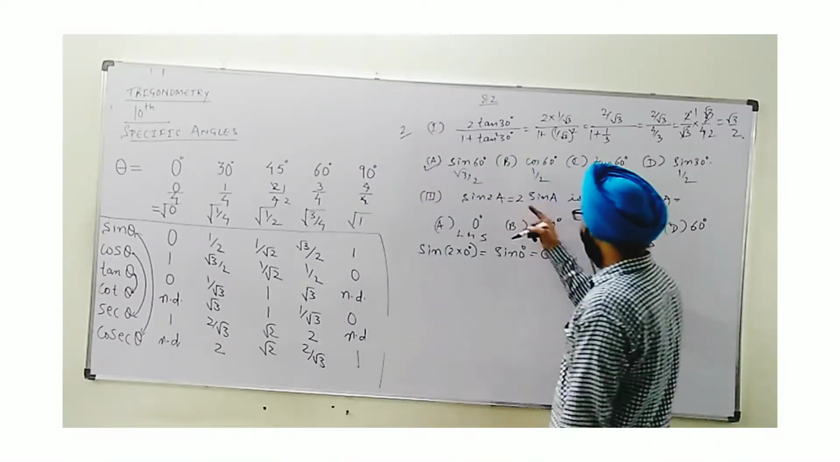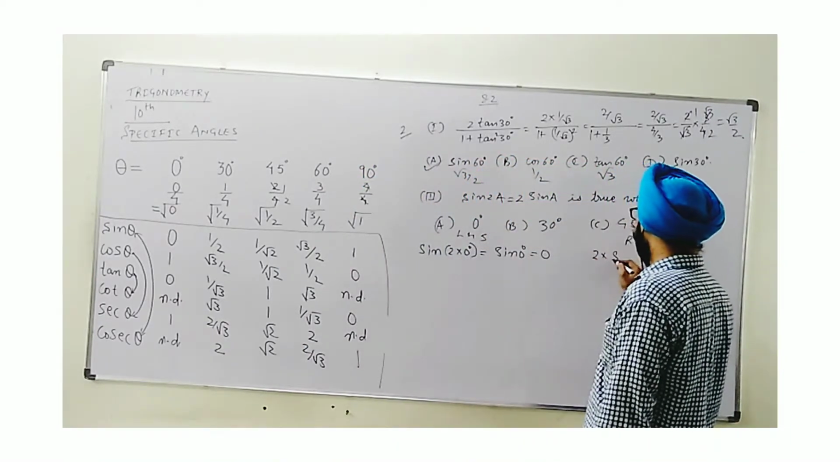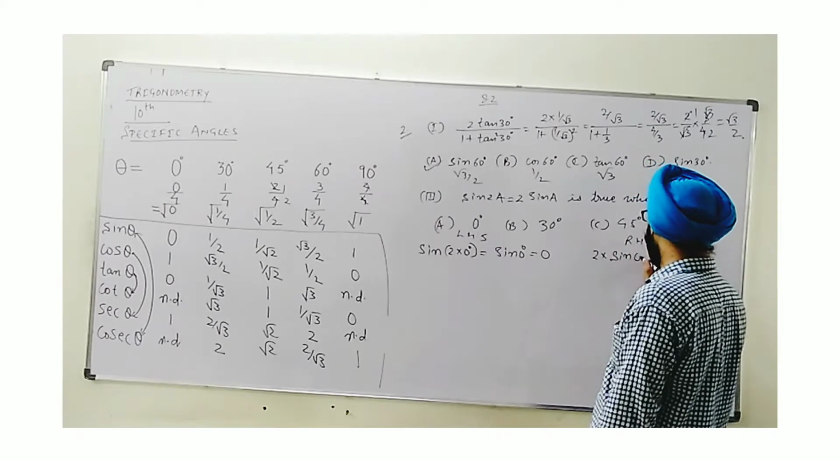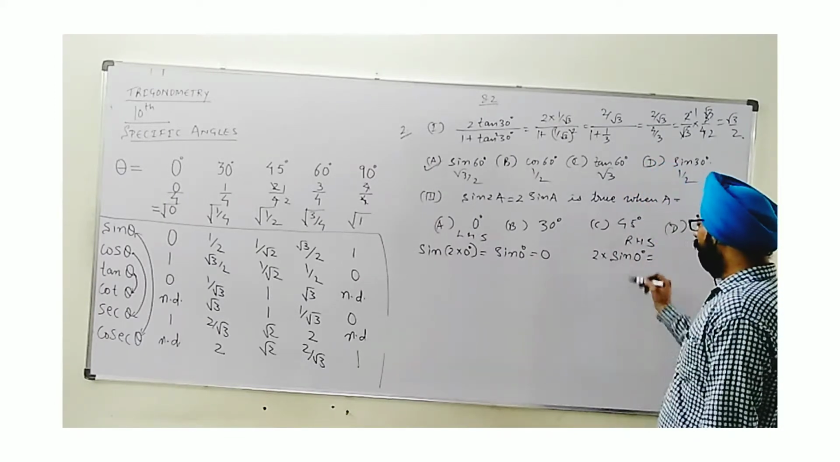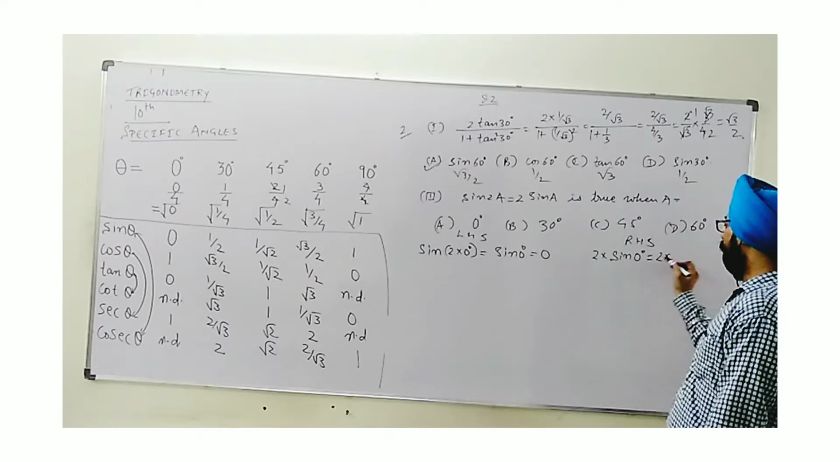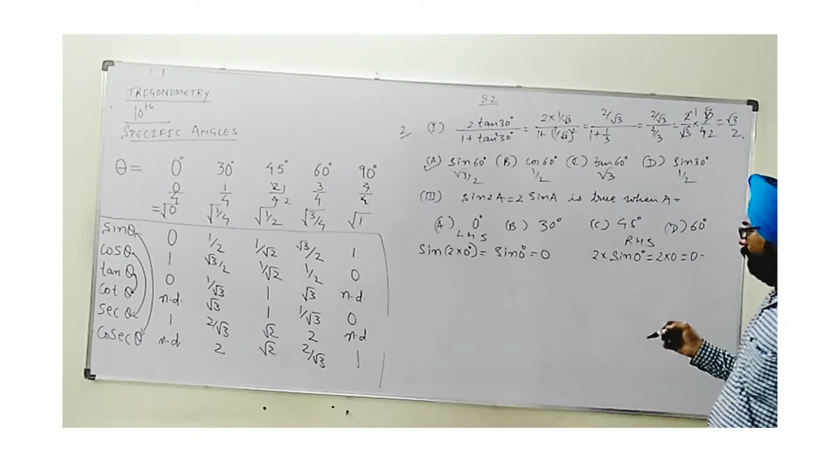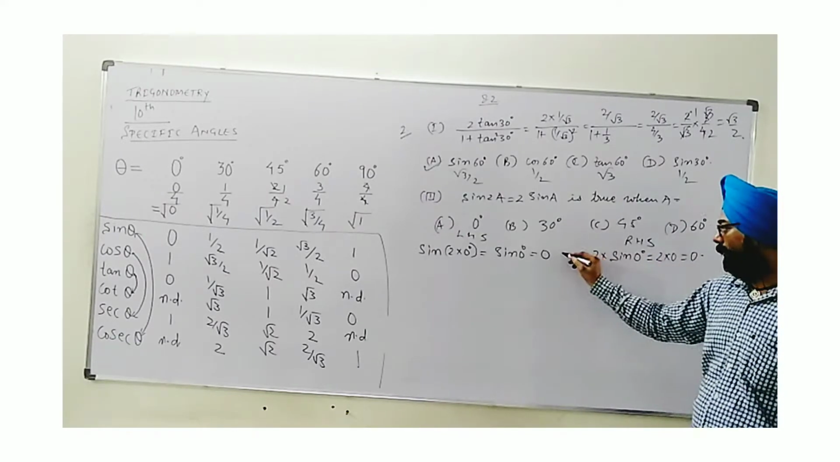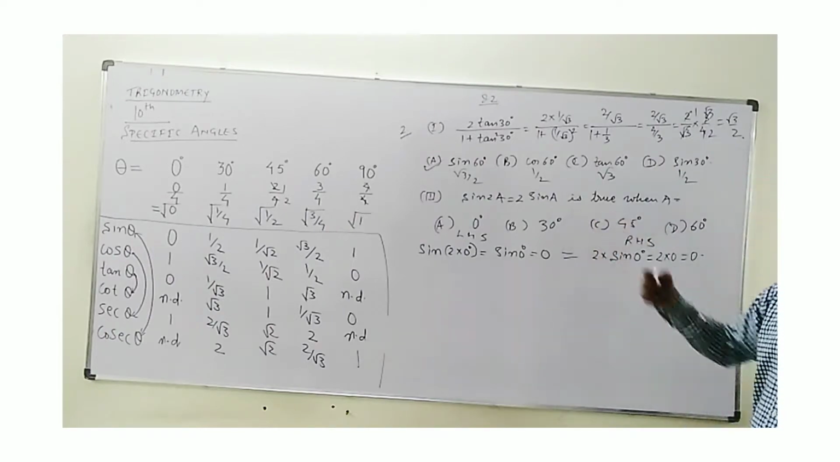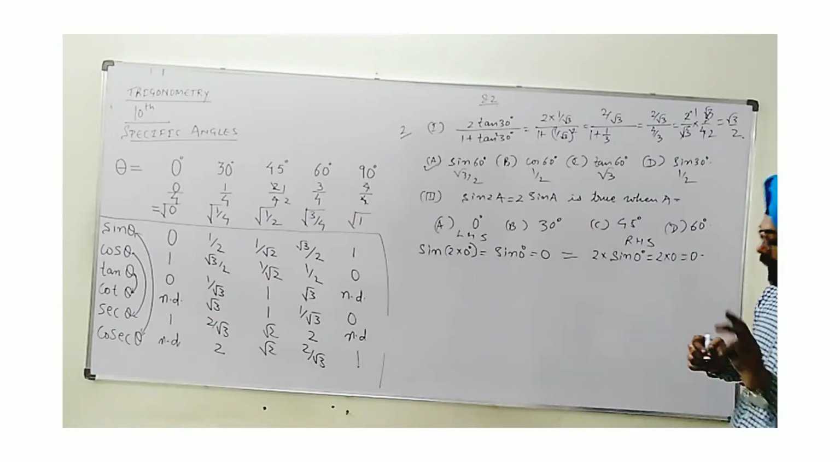Let's see. Now, 2 into sin A, so sin A is 0 degree we will put. So this will be solved. We find that 2 into sine 0 is 0. 2 into 0 gives you 0. Here we see that these two are equal. By the way, it gives us A as the correct answer. But for others, I have to show.